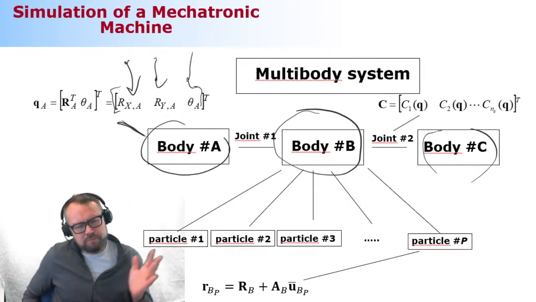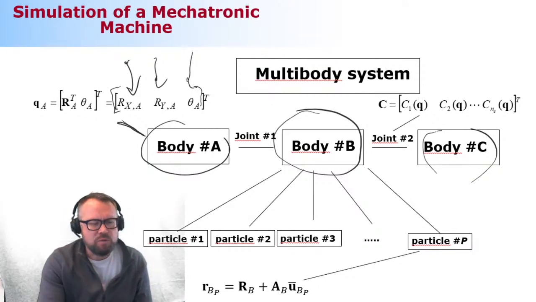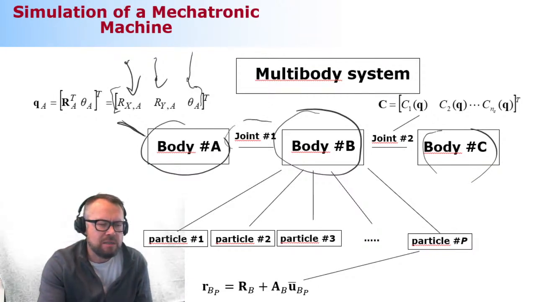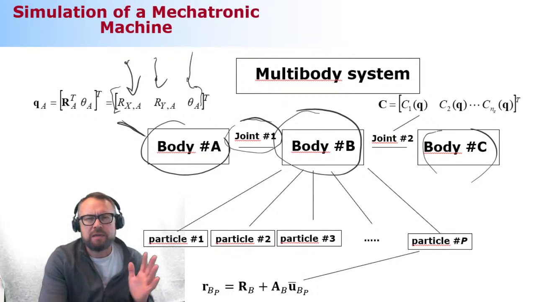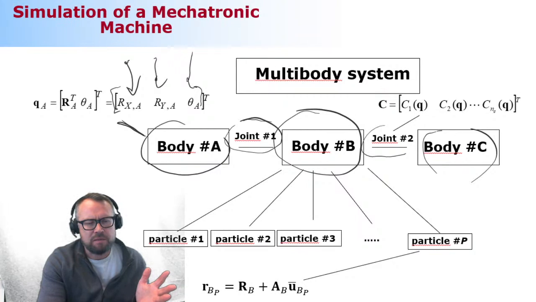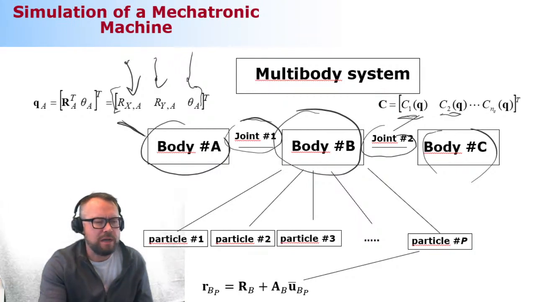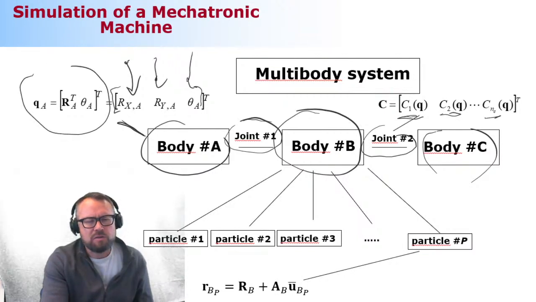All right. Now, these are the bodies, so three bodies. And these three bodies are connected together by joints, mechanical joints, which are mathematically expressed by constraints. Constraints that are functions of generalized coordinates. And what are these constraints doing for you? They are relating these generalized coordinates together. That means that in practice, they are limiting the motion possibilities between the neighboring bodies.